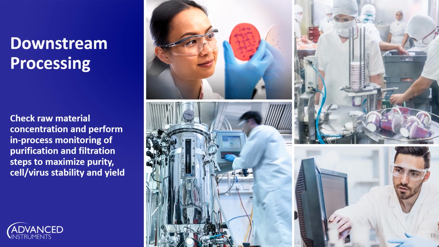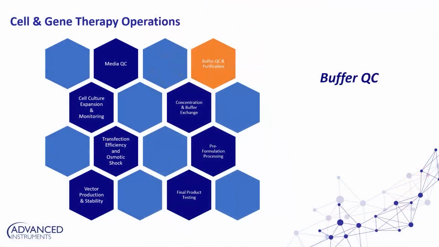We've talked through various upstream applications within cell and gene therapy. Now we can look into the downstream ones, where we should be checking that raw material concentration and performing in-process monitoring to maximise purity, stability and yield. Buffer quality control can be comparable to that of your media QC use case within your upstream processing. However, we do have some more in-depth data for this specific application.